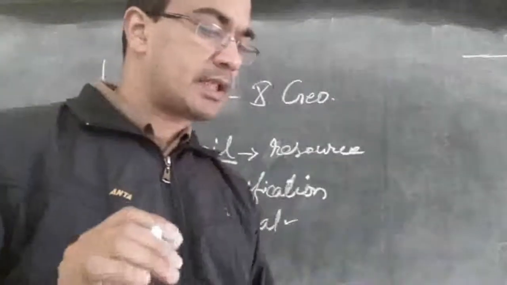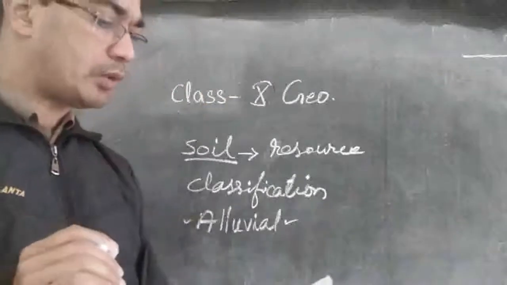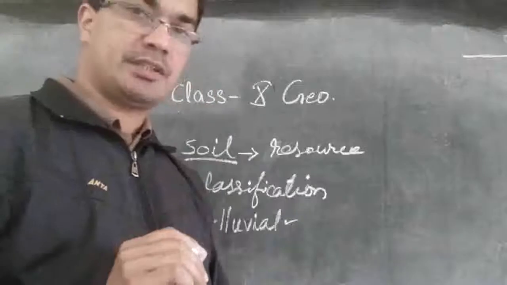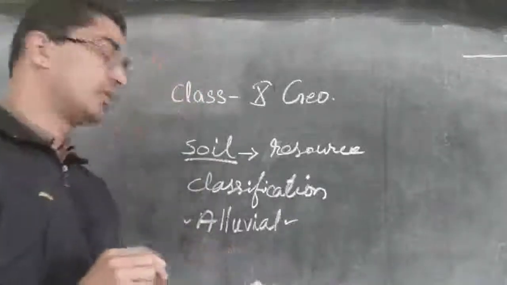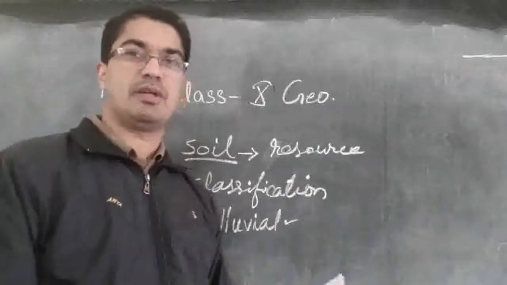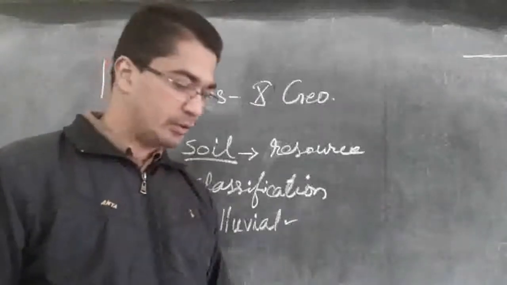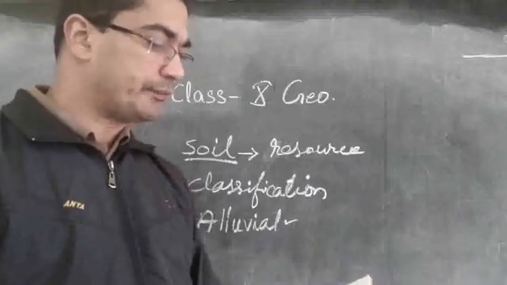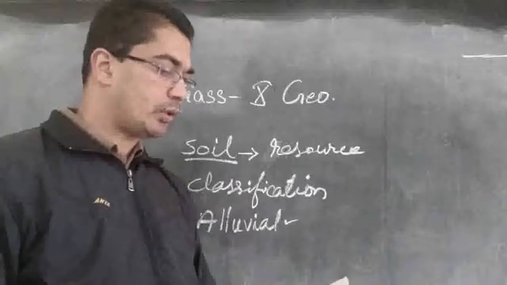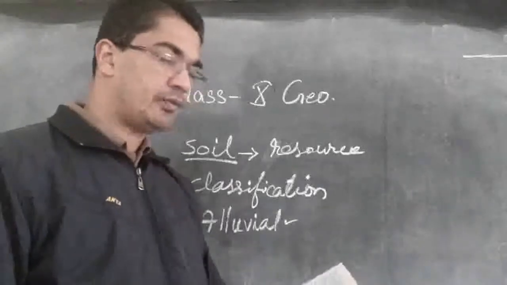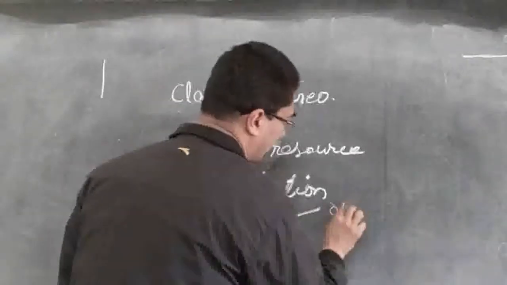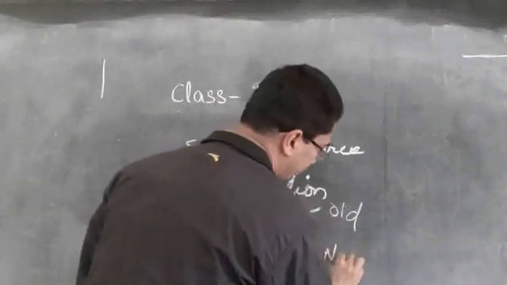So apart from the size of their grains or components, soil are also described on the basis of their age. So we said sometimes we can see the age of the soil. How old is this new soil? Accordingly also we can divide the soil. So according to their age, alluvial soil can be classified as old alluvial and new alluvial.